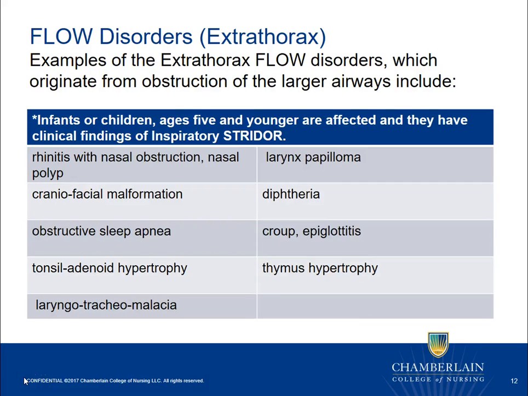Examples of extrathorax flow disorders which originate from obstruction of the larger airways include rhinitis with nasal obstruction, nasal polyp, craniofacial malformation, obstructive sleep apnea, tonsil and adenoid hypertrophy, laryngotracheomalacia, larynx papilloma, diphtheria, croup, epiglottitis, and thymus hypertrophy. Infants or children ages 5 and younger are affected, and they have clinical findings of inspiratory stridor.